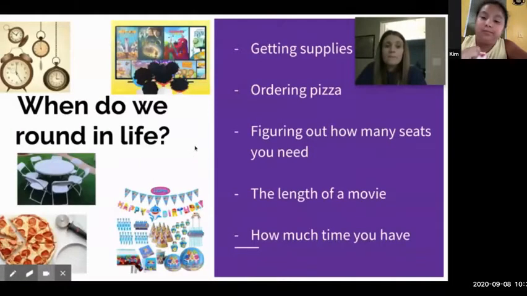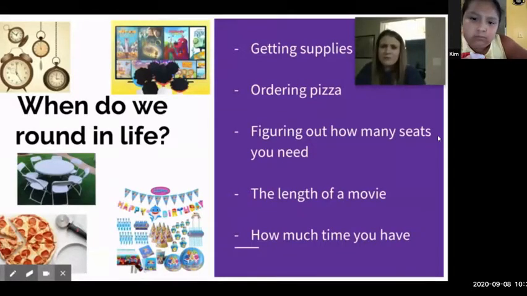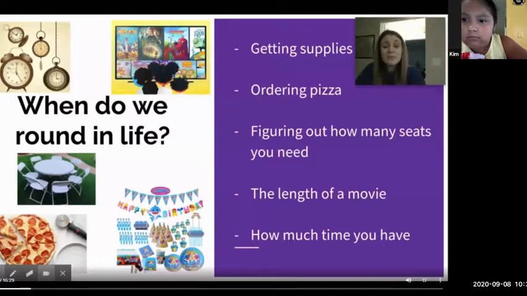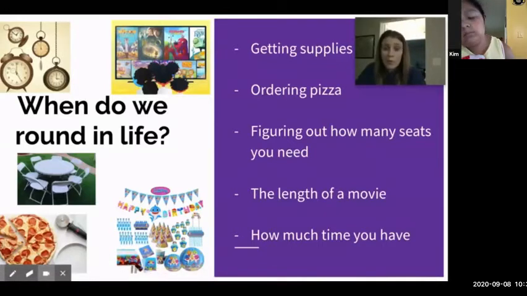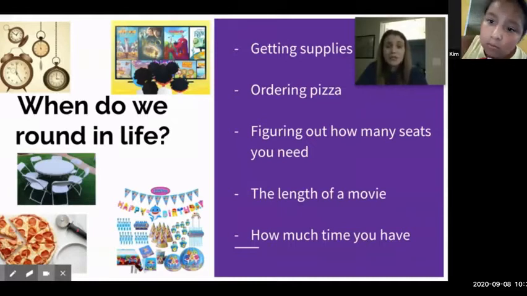When do we use rounding? We use this every day in real life, such as when we need to get supplies for school or for a party, and we have to determine the amount we would need. When we're ordering a pizza for a party, and we need to know how many slices we should have. When we're figuring out how many seats we might need for a gathering. When we're trying to determine the length of a movie, or when you're trying to figure out how much time you have to complete something.